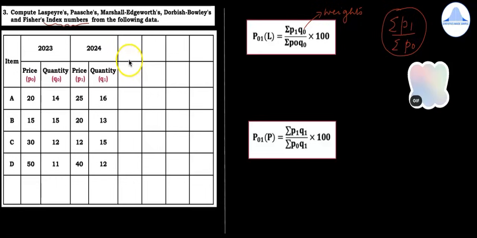So let us form the columns now. We will require 4 columns. The 4 columns are P0, Q0, then P1, Q1, P1 Q0 and P0 Q1.